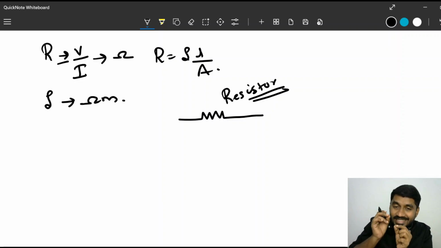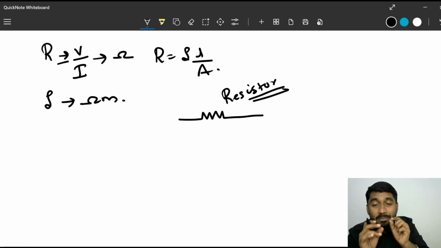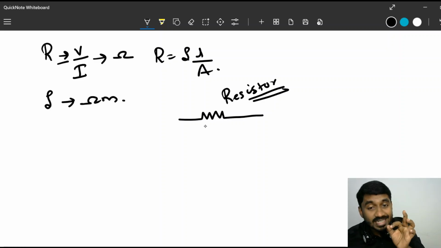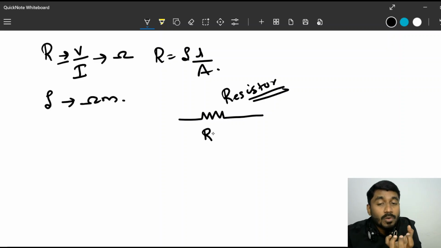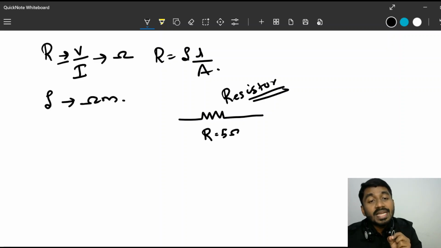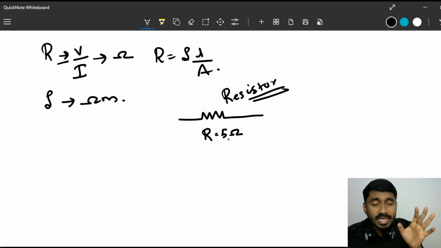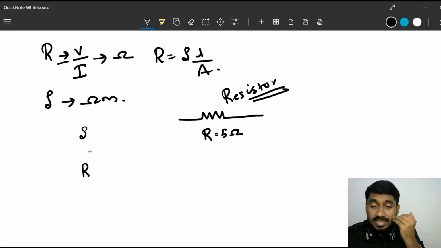So I will take a resistor which has a particular value. The resistor is a device which has resistance. Resistance is the value, the ability, the amount of capacity, of how much it can block the current. A resistor is the device. So I'm taking a resistor of 5 ohm, which means the value of resistance is 5 ohm. Clear? Here we can take different types of resistors, and what is the difference between resistance and resistor?